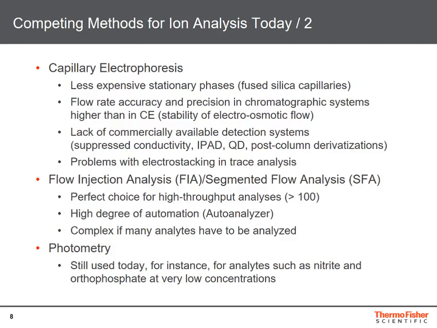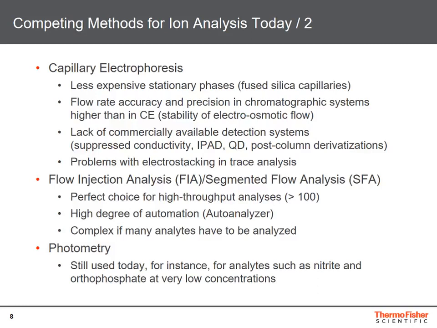Whenever we have to analyze a large number of samples, and large means here definitely more than 50 samples a day, then chromatography is usually too slow. In this particular situation, we always use either flow injection analysis or segmented flow analysis, which is a perfect choice for high throughput analysis. We also see this kind of analysis today with a very high degree of automation whenever we are using auto-analyzer systems.